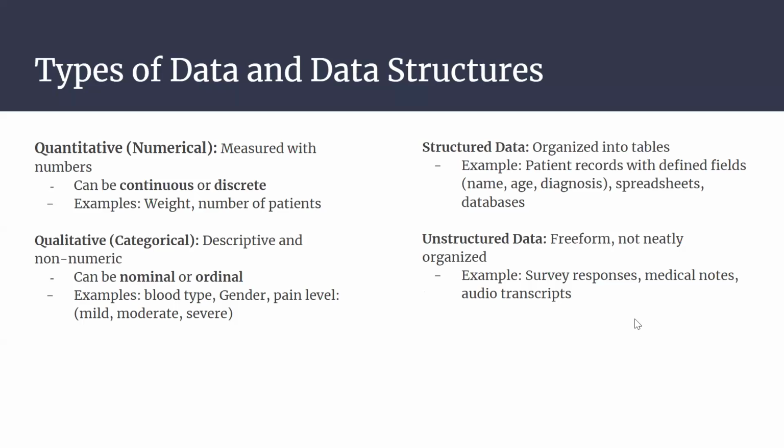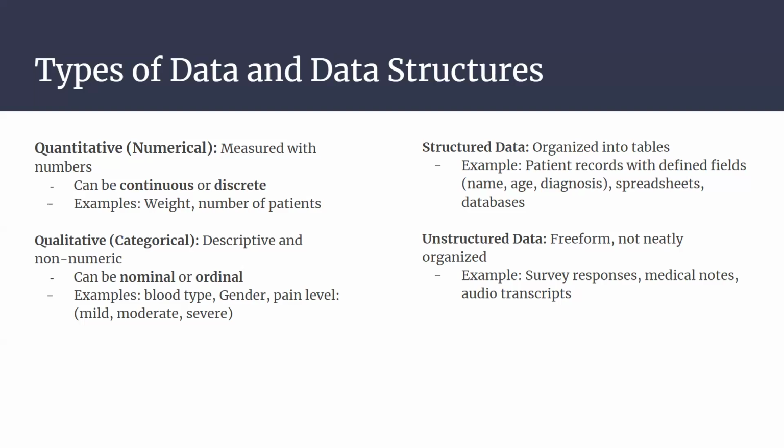So your data analysis is entirely dependent on the types of data you collect and the type of structures this data might come in. So the two main types of data are quantitative and qualitative. Quantitative data refers to numerical data, and this can be split into either continuous or discrete. Continuous data takes on a wide range of values. For example, your weight, you can weigh 130, 130.1, 130.2. And then there's discrete numerical data, an example would be number of patients. You can have 1, 2, 3, 4, 5, but you can't have 3.5 patients.